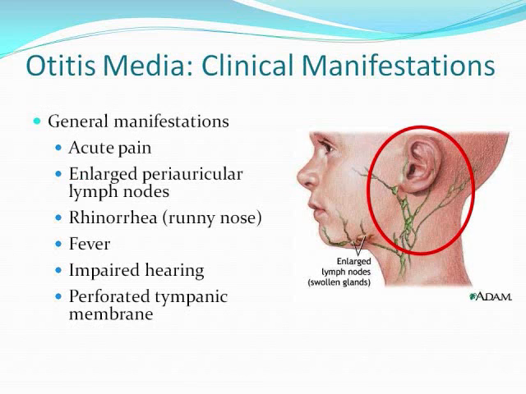General manifestations: acute pain, enlarged periauricular lymph nodes. That means around the ear. The lymph nodes that are in the ear region are enlarged. Rhinorrhea. Quite often people will have a runny nose. Not always, but quite often. A fever. Impaired hearing, because you've got fluid in this ear, and it's making it hard for the tympanic membrane to move. So it's a dulled hearing. And sometimes it's associated with perforated tympanic membrane. That's a ruptured eardrum.